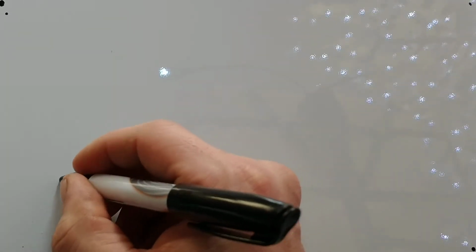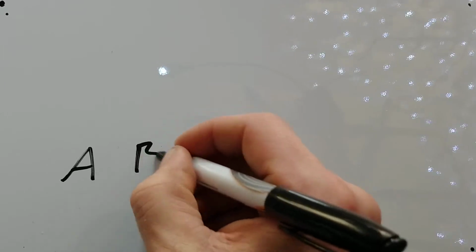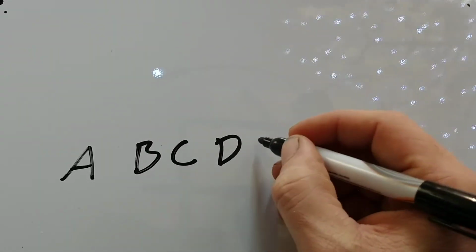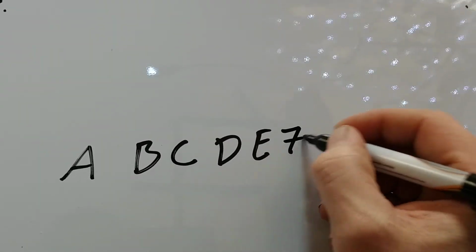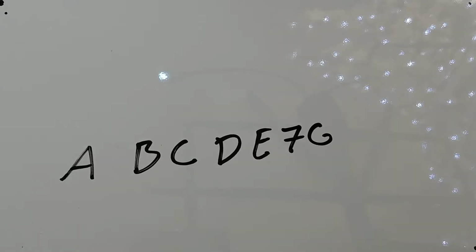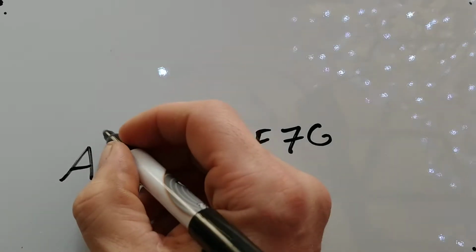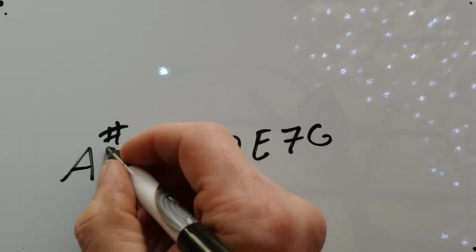Those notes are very simple. It's A, B, C, D, E, F. Sorry, my F's are backwards, and G. The next thing you want to know is that there are also sharps and flats. So there are sharps, which look like that, and flats.